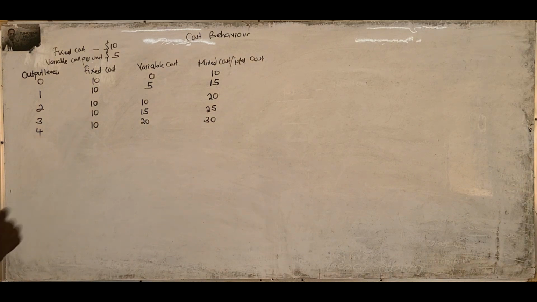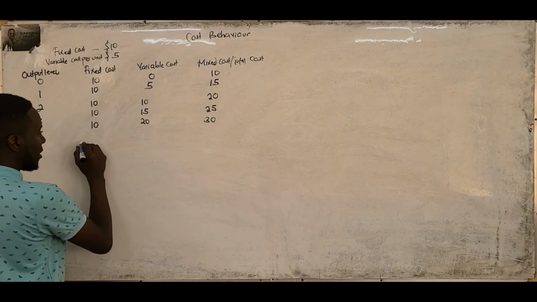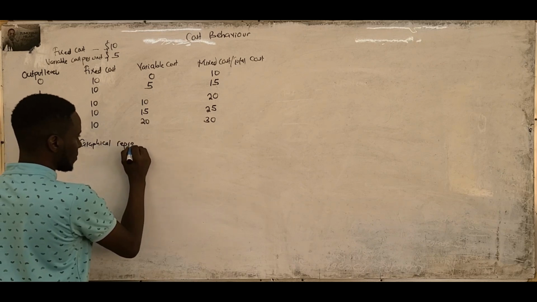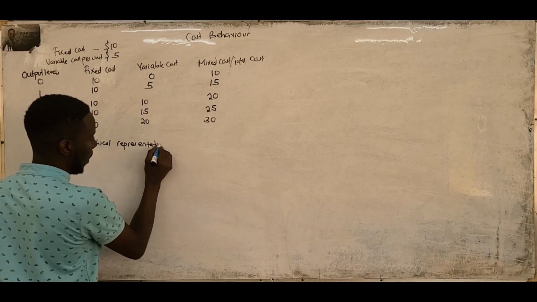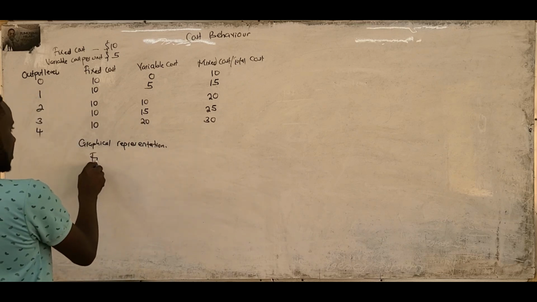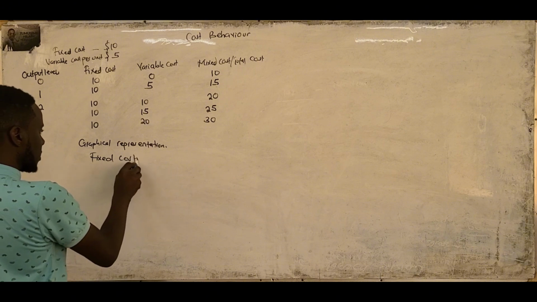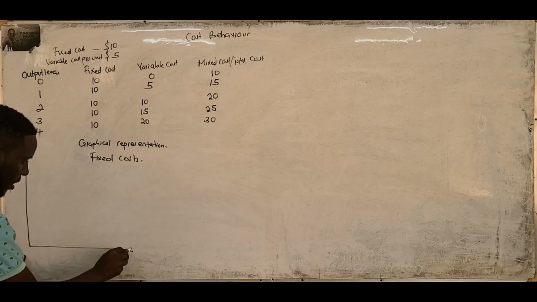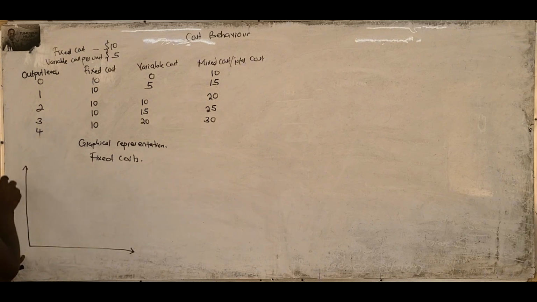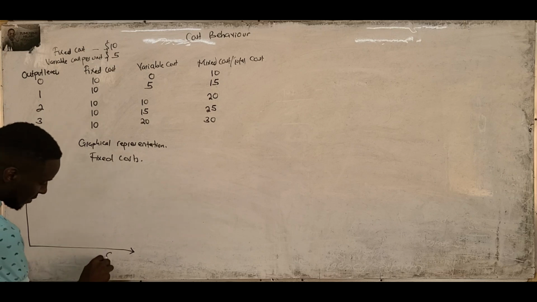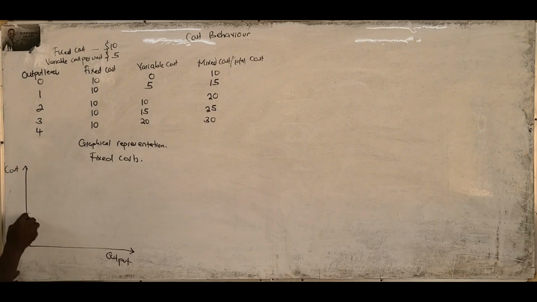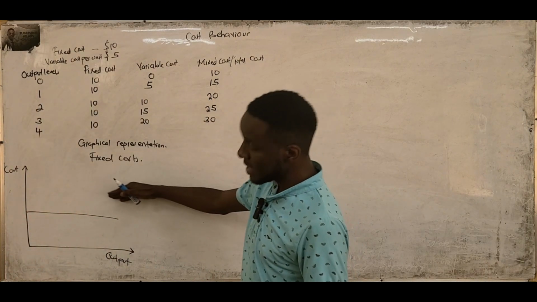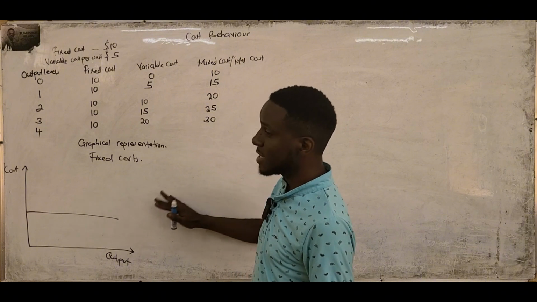Now, when I talk about the fixed costs, let me just show you some graphical representation. So one, we have what they call the fixed costs. So fixed cost is going to be like this. Of course, we have here our cost, and then we shall have here our output. So this is what we call fixed cost. So it remains constant within a relevant range.